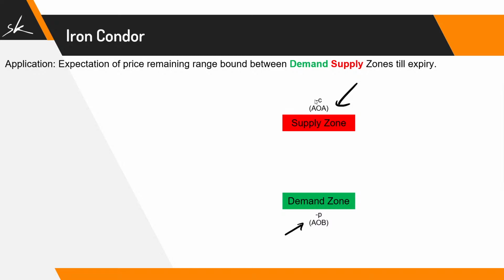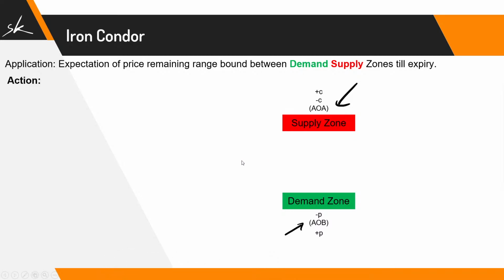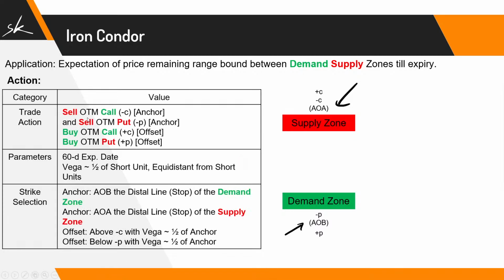So how do we do that? What we do is we buy a put and we buy a call for the protection. We buy a put below the put we have already sold, and we also buy a call above the call we have already sold. So by doing something like this, the trade action will be, we sell an out of the money call, which is our anchor unit, in this case right here. We also sell an out of the money put, which is our anchor unit, which is right here. And along with that, we buy an out of the money call, which is my offset unit, and we also buy an out of the money put, which is my offset unit.